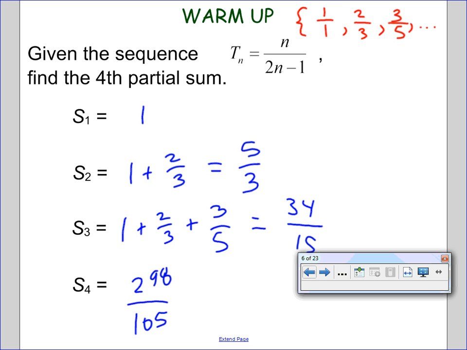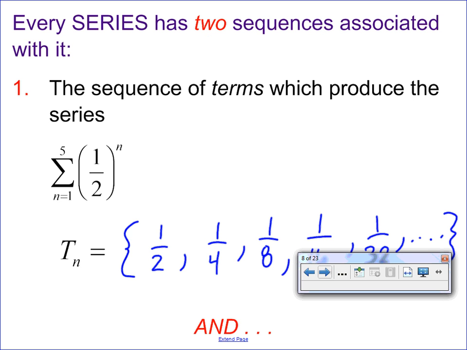Okay, and the rule for the other one is different. So what makes a difference? It all depends on what our rule is.